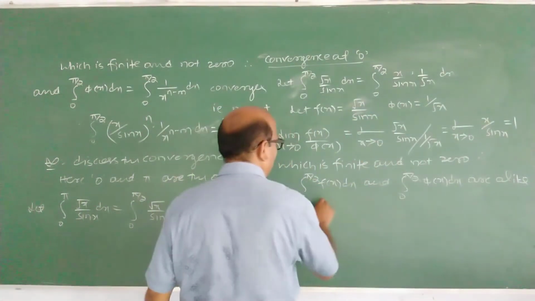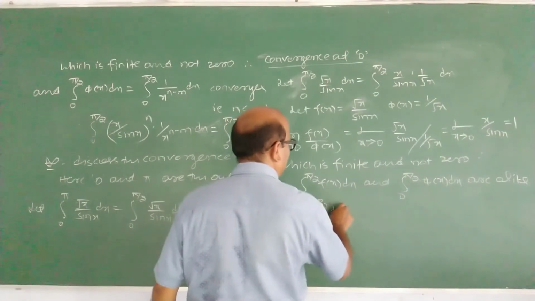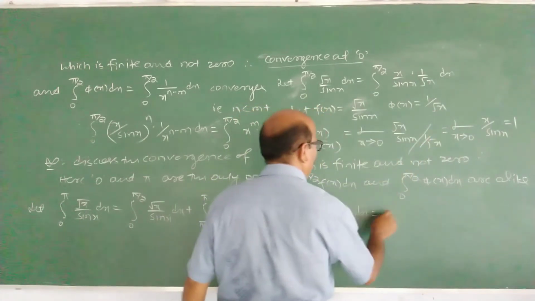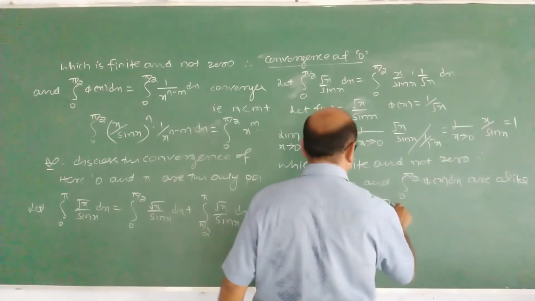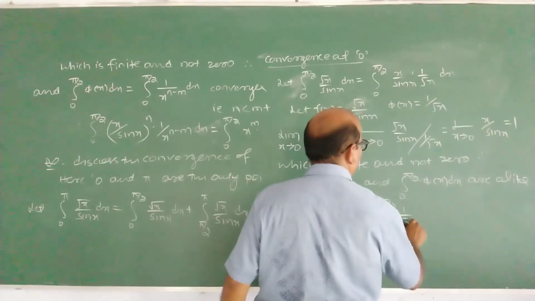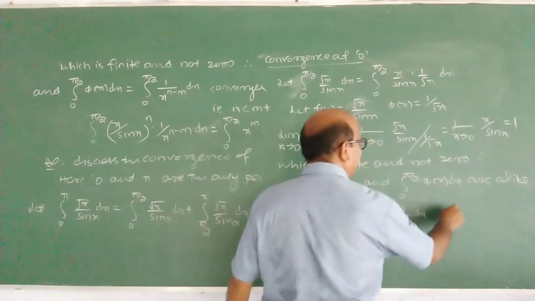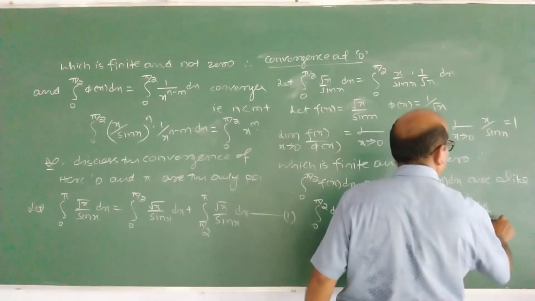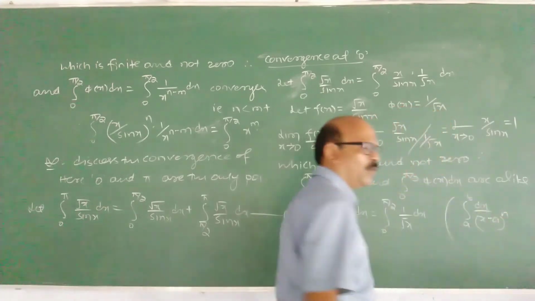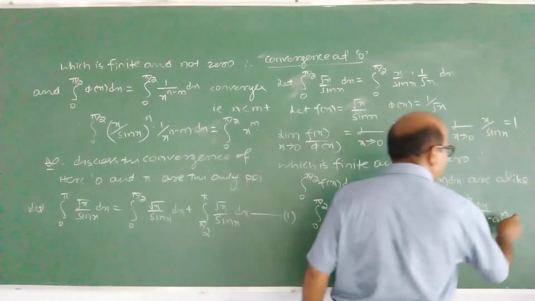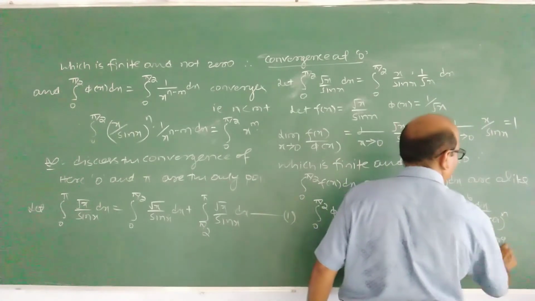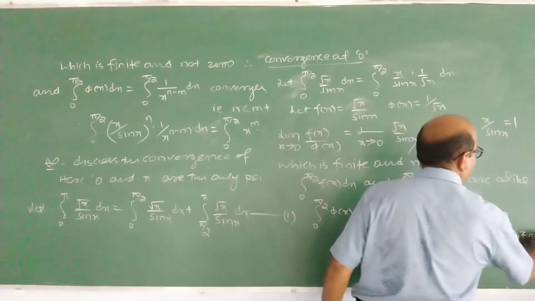Now we know the nature of this integral 0 to pi by 2 of g(x). That is why we have taken g(x) for comparison, 1 upon root x. What is this? Integral 0 to pi by 2 of 1 upon root x dx. Now it is of the form integral a to b dx by (x minus a) raised to n. It is of this form, and it converges if n is less than 1.